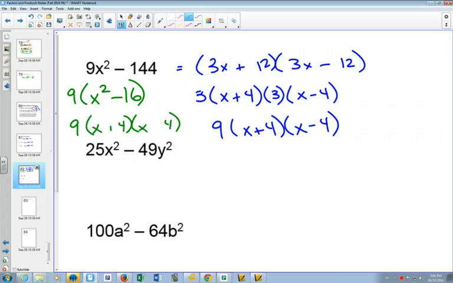X to the 4, 1 plus 1 minus. And it's the same answer. So you could choose whichever way, the blue way or the green way, to go first.